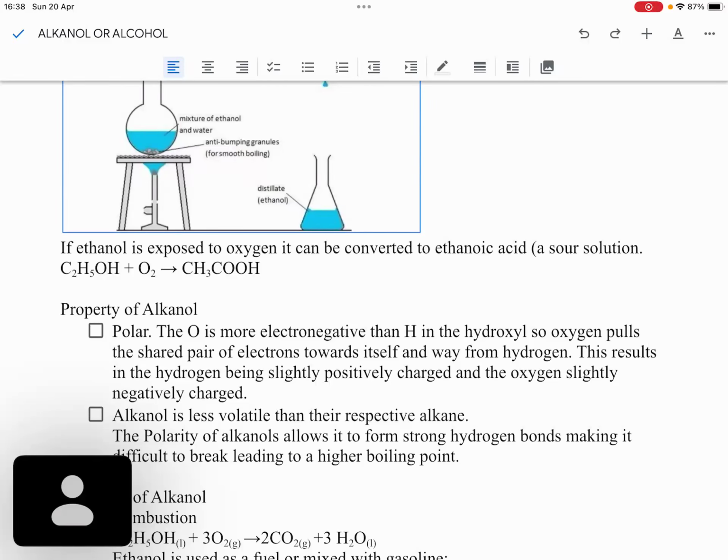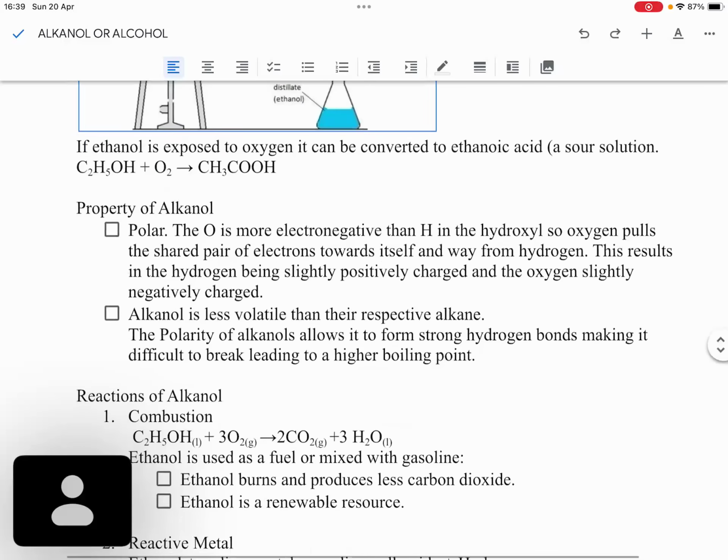Water is also polar for the same reason. The oxygen in the water pulls the shared pair of electrons away from the hydrogen, making the oxygen slightly negative and the hydrogen slightly positive. So any molecule like that shows polarity.